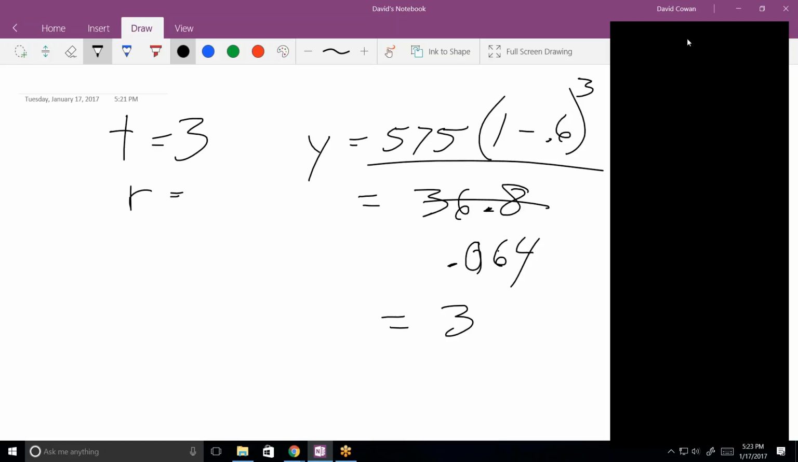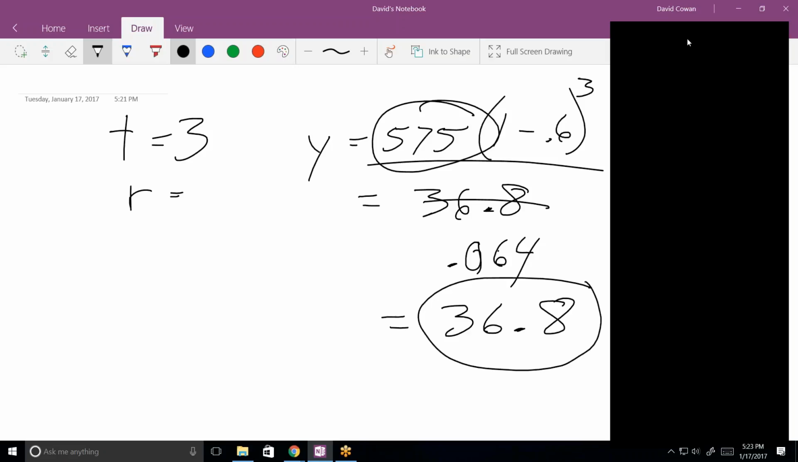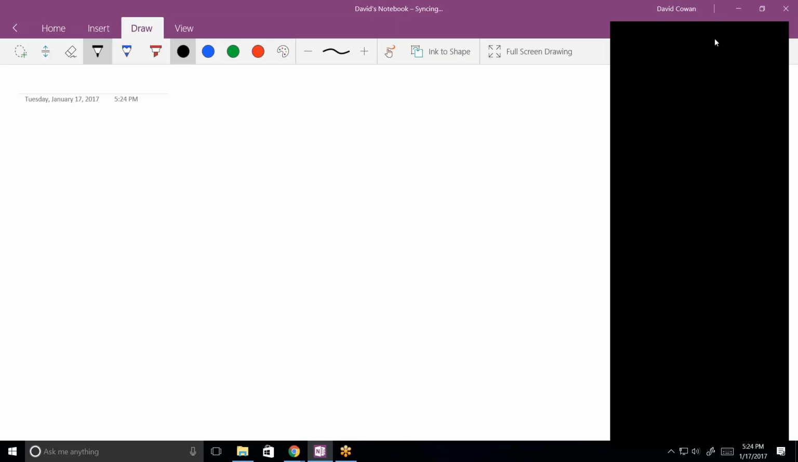36.8. All right. Interesting. So if you lose 60%, in other words, if you had a piece of plutonium that lost 60% of its mass every year, it would go from 575 grams down to 36.8 grams in 3 years. So when something loses that much per year, it really loses quite a bit. Okay, what else?